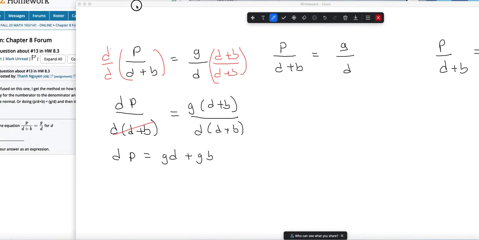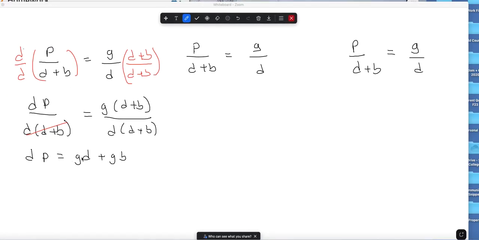And what am I solving for? I'm solving for d. Okay, so I have d's in two places. So I'm going to bring the d's over to one side. I'm going to bring this one over here. And I have dp minus gd equals gb. And now I can factor that d out front, leaving p minus g, equals gb, and then divide that over p minus g. Okay, so that's one way. That would work.